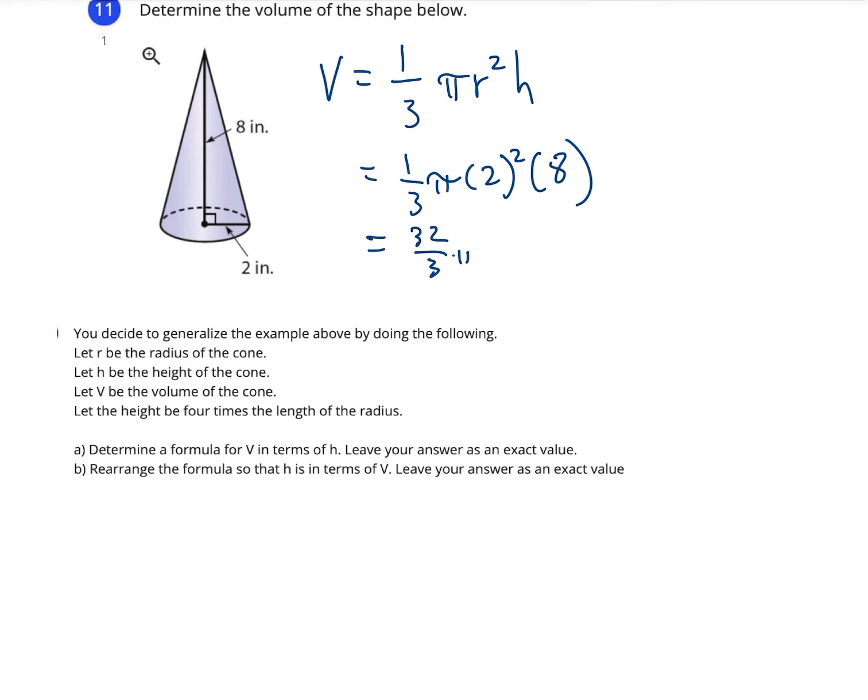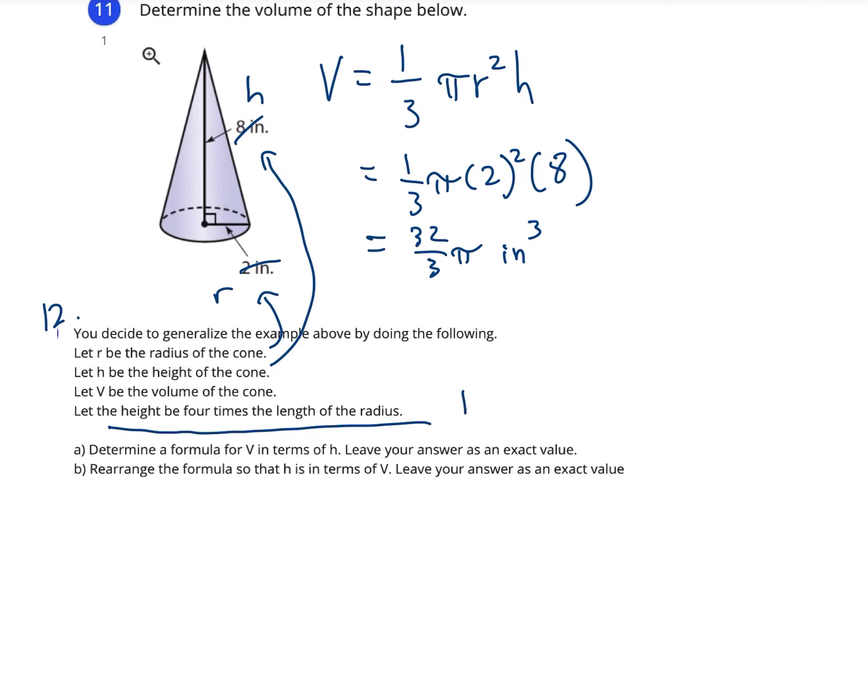Now for this next part, this question down here, let's say 12, you decide to generalize the example above by doing the following. Let r be the radius, okay, so instead of 2, let's say we use r, let h be the height, and let v be the volume, okay, and it says let the height be 4 times the length of the radius. So let the height be 4 times the length of the radius, okay, so that's also there.